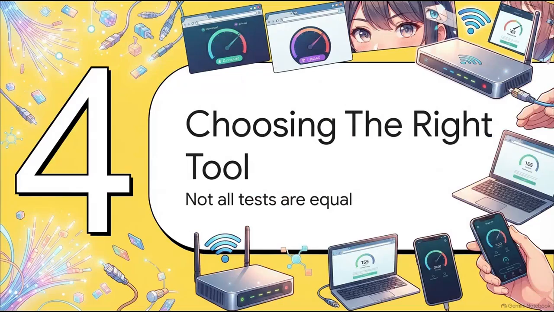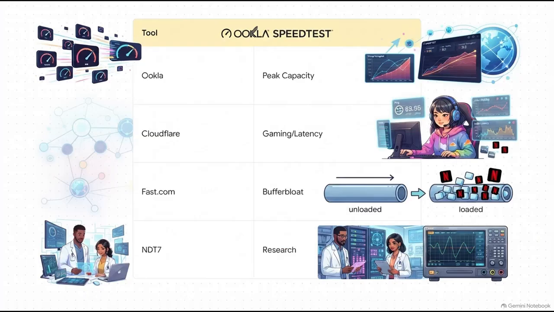Section 4, choosing the right tool. Okay, with our network prepped, it's time to pick our diagnostic tool. But not all speed tests are created equal. This table right here is basically your ultimate cheat sheet. Use Ookla's speed test for a standard baseline to measure your peak capacity. It's awesome for comparing speeds across regions.